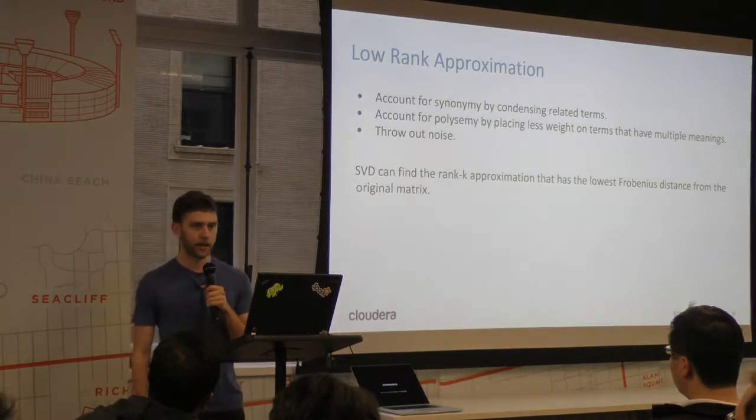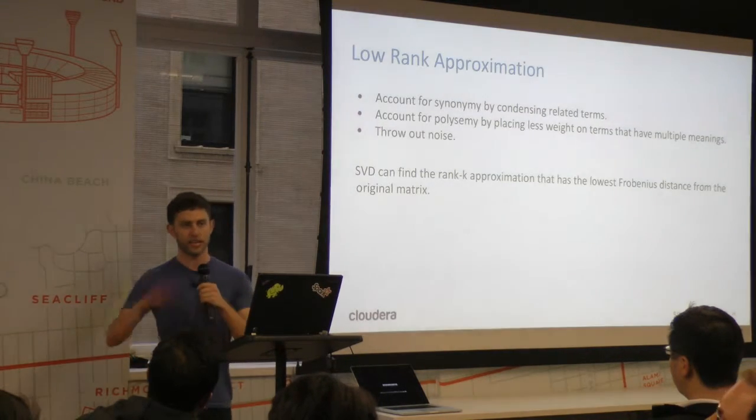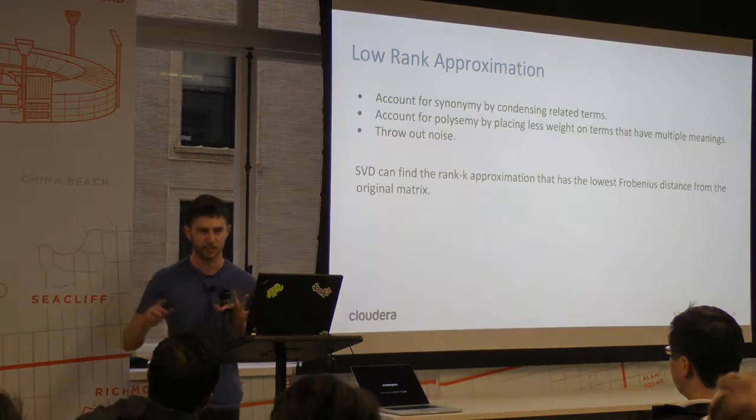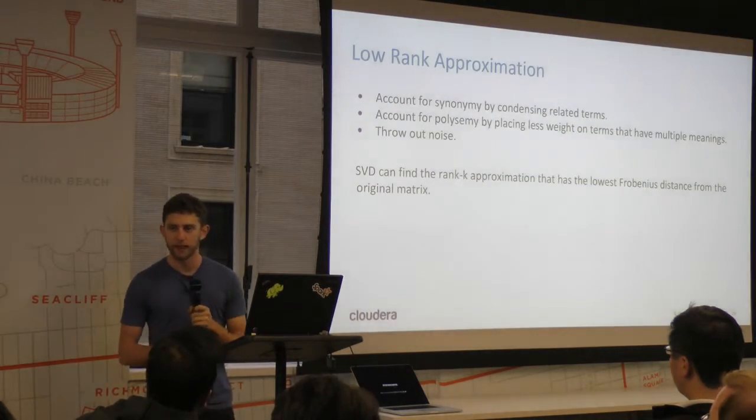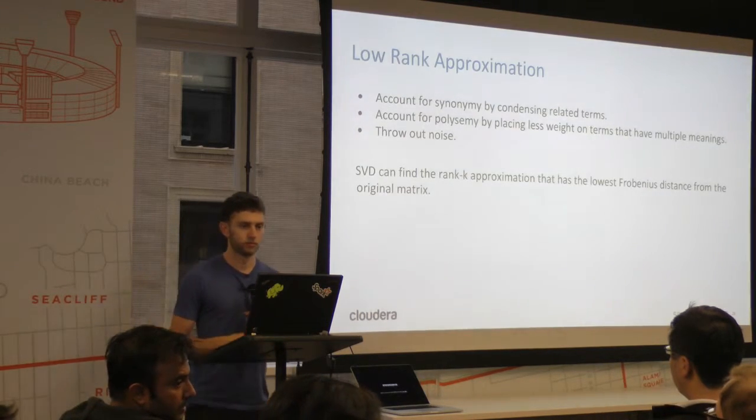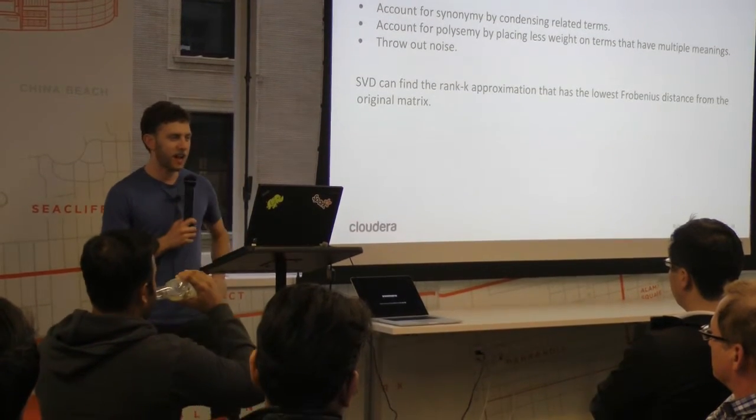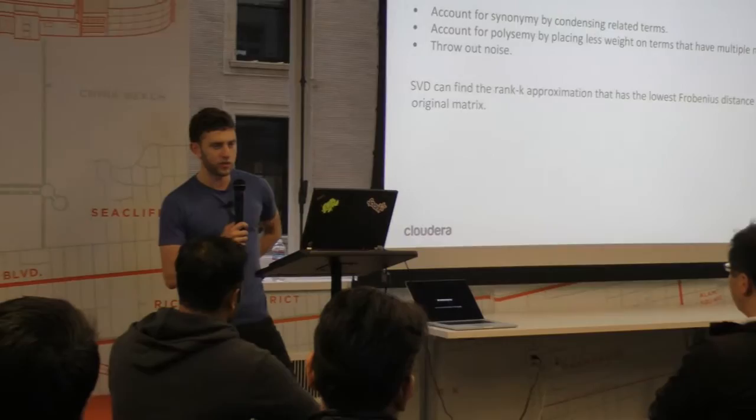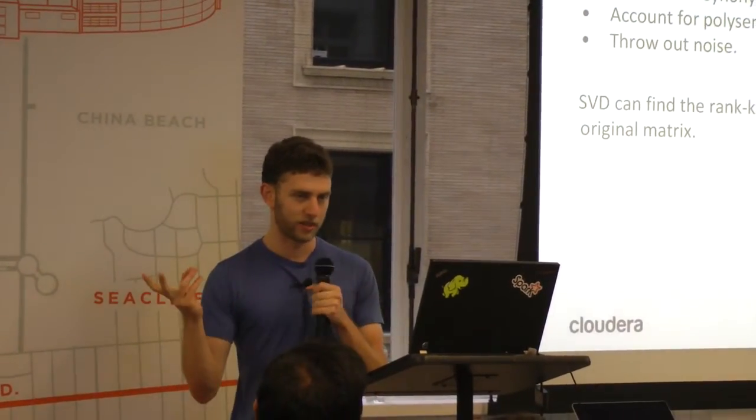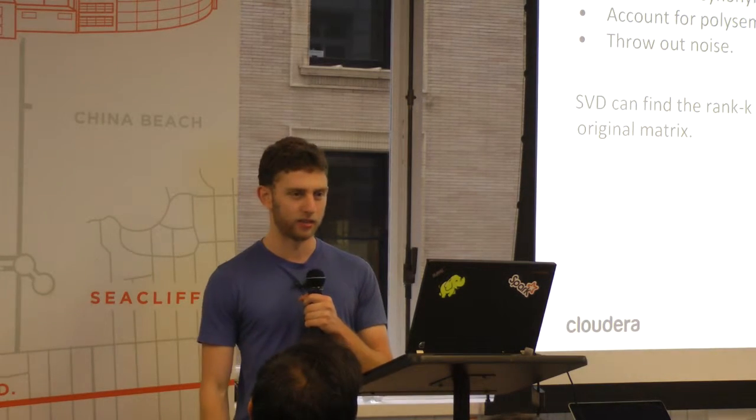So SVD, singular value decomposition, allows us to find the rank K approximation that has the lowest Frobenius distance from the original matrix. Can you use LSA to identify words that have different meanings? I haven't thought about that. It's possible that you could look at words that decrease in importance in the low rank representation, but I haven't thought about exactly how you do that.